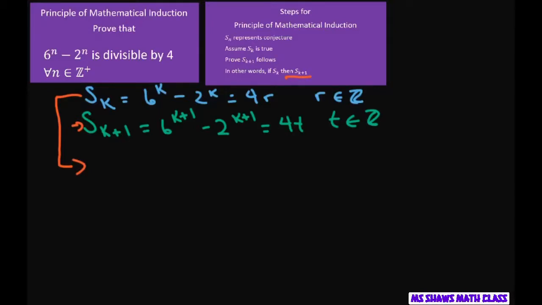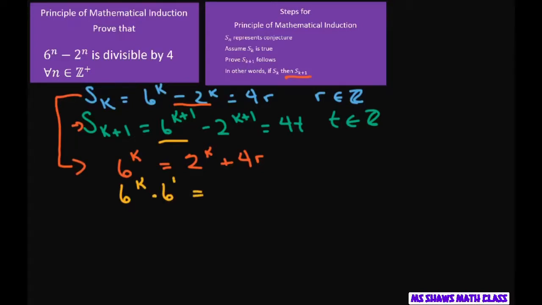So let's go ahead and subtract this from both sides. So we're going to write 6 to the k power equals 2 to the k plus 4r. All right. Now, to make it look like this, I'm going to multiply both sides by 6. I forgot to multiply by 6. So times 6.